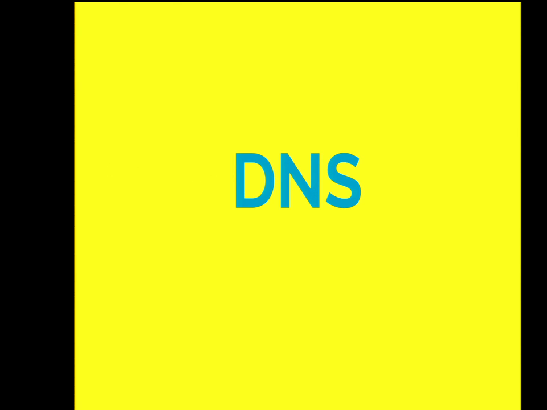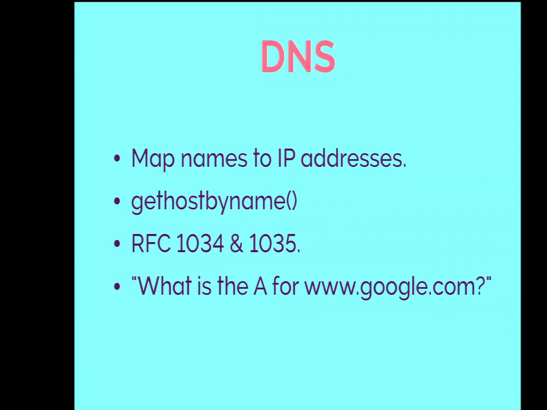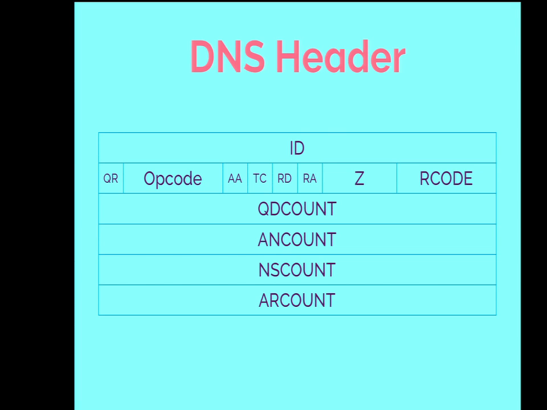Enter stage right, domain name system, or DNS for short. DNS is the protocol that the computer uses to figure out what IPs map to what names. The most common way to interact with DNS is the getHostByName function. Some browsers are fancy enough to write their own internal version, but the process is basically the same either way. We need to make a DNS query. So to do this, we're going to build a DNS message or packet that takes the question of what is the address or A record of www.google.com and puts it in a format that a DNS server can understand.